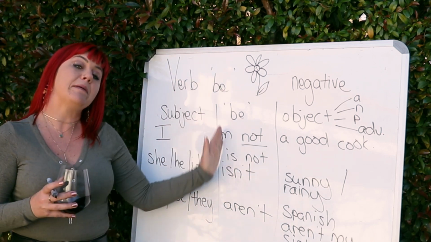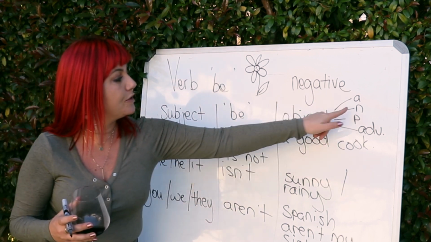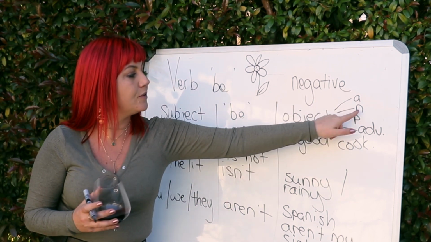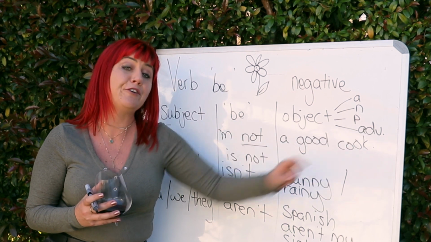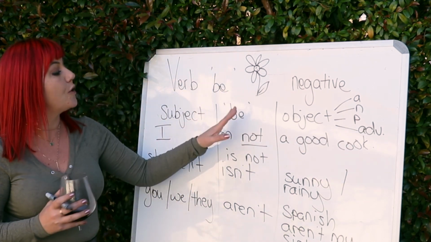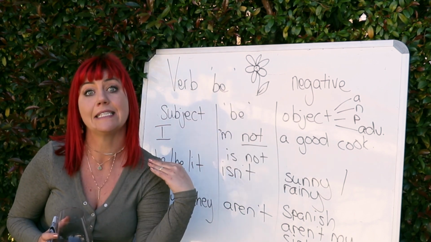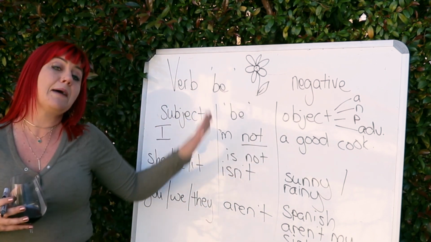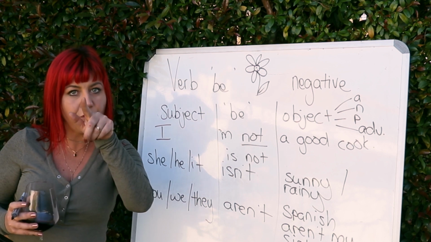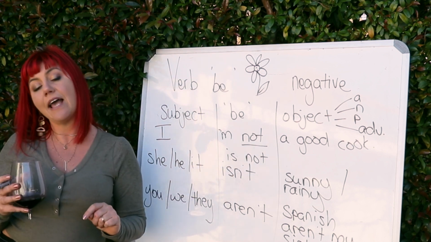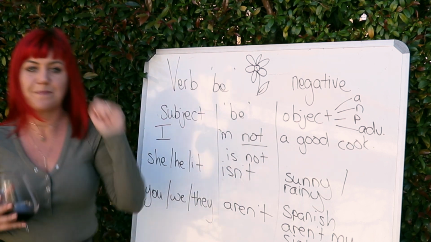So remember, this is the negative. How do we use it? We use it with an adjective, a noun, a preposition, an adverb, and your articles. So this gives more information, and we're speaking about it in the negative. Give me 2 minutes. I'm going to clean up, and then we're going to do question forms. I'll see you soon.